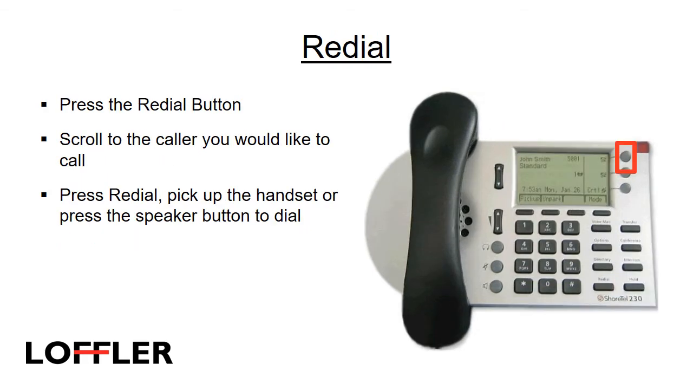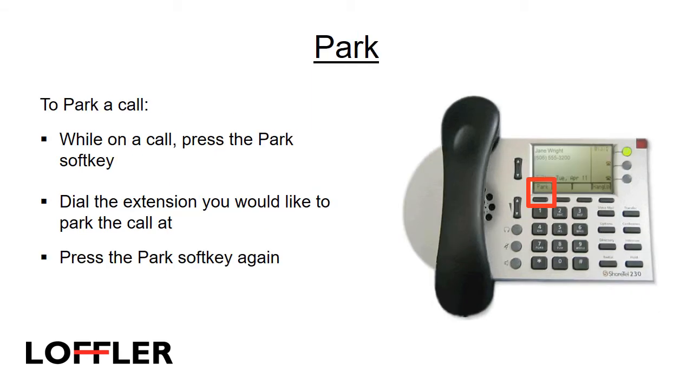To redial someone, press the redial button. Scroll to the caller you would like to call, and press redial, pick up the handset, or press the speaker button to dial. To place a call on park, while you are on a call, press the park soft key.